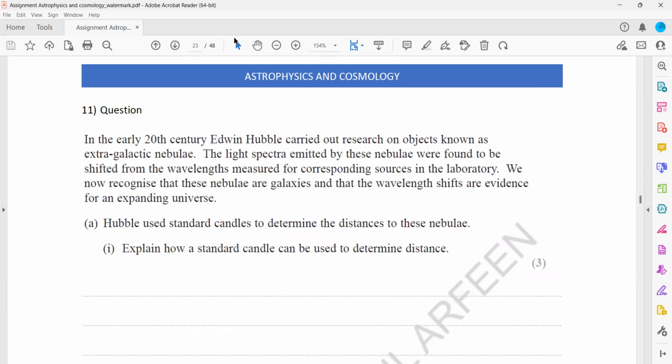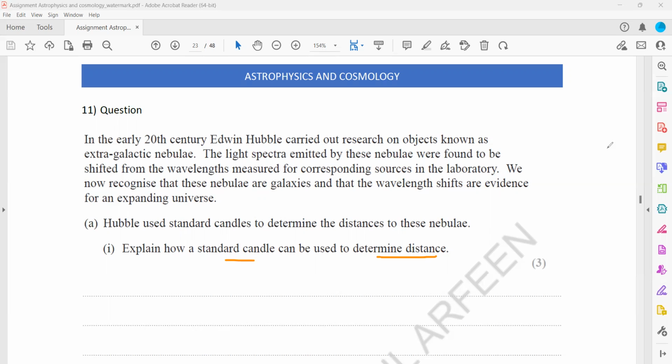Question 11: In the early 20th century, Edwin Hubble carried out research on objects known as the extragalactic nebulae, and the light spectra emitted from these are found to be shifted from a wavelength measured from a corresponding source in the lab. Now we recognize that these nebulae are galaxies, and the wavelength shifts are evidence of an expanding universe. Hubble used a standard candle to determine the distance. How is a standard candle used to determine the distance?